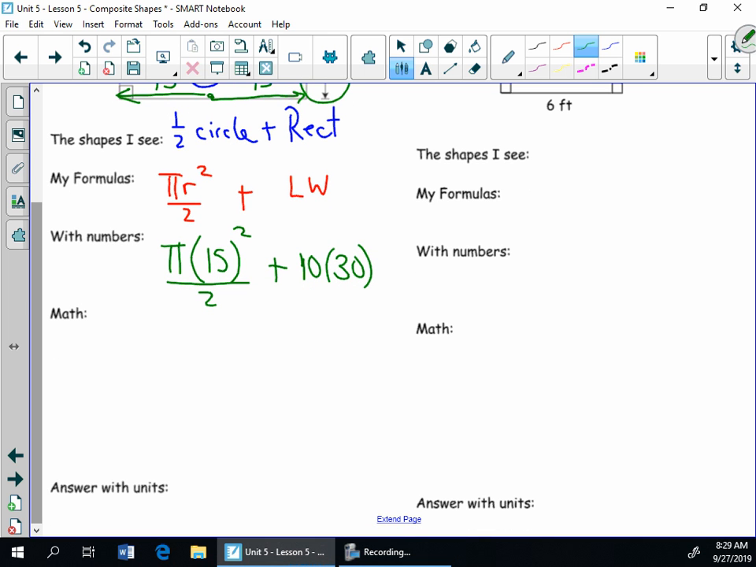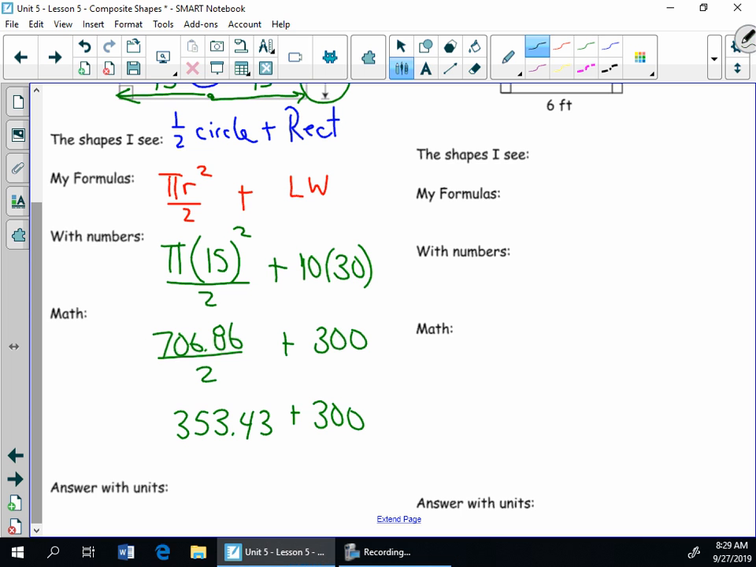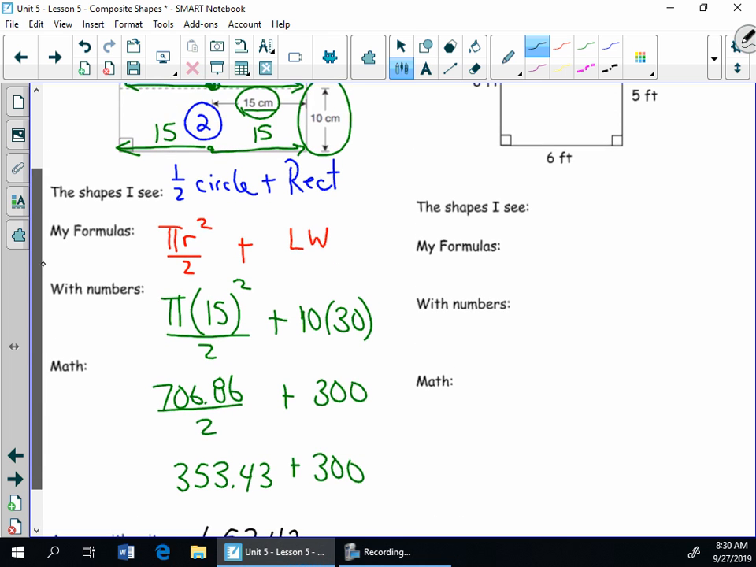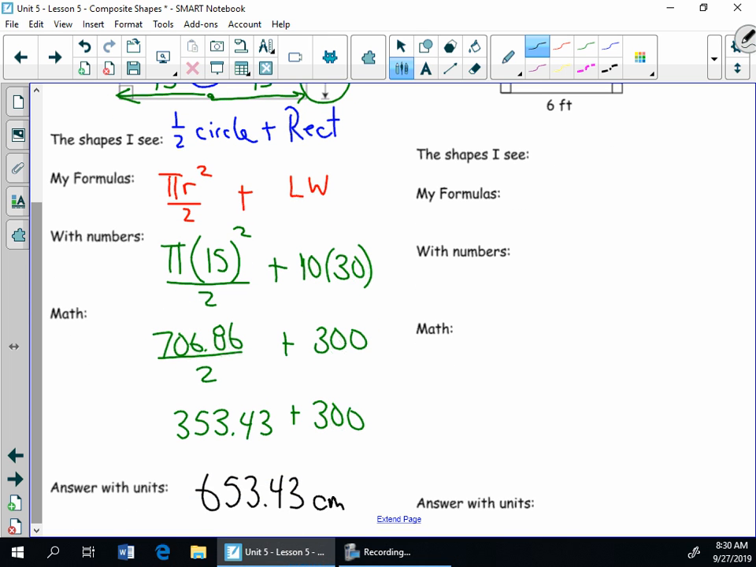Let's get our calculators out, do some math. And I get for this part here 706.86 for the circle. Got to divide by 2 though. And over here I get 300. And if I divide that by 2, I get 353.43 plus my 300, which comes out to a total of 653.43. And what kind of units do we have up here? We had centimeters squared.